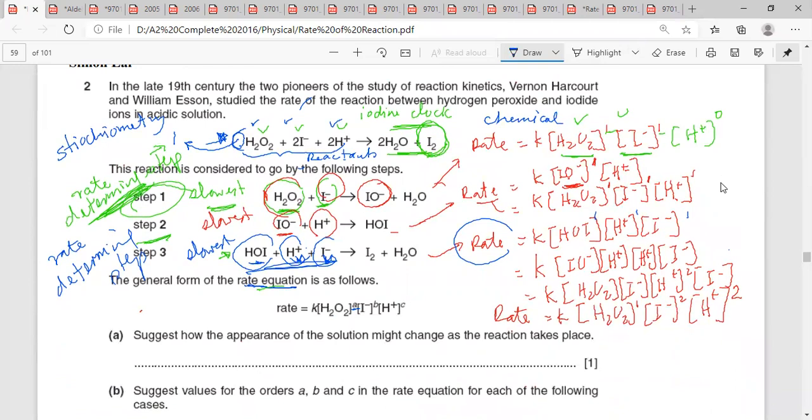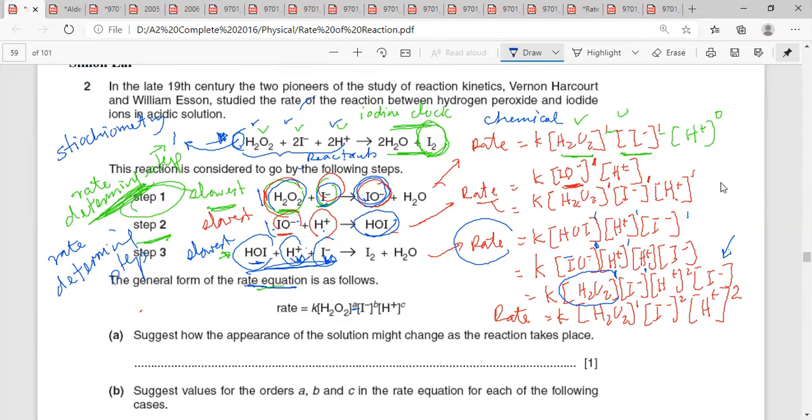So where did HOI come from? HOI comes from here. It came from your IO minus and H plus. So it changes first to OI minus power 1 here, plus H plus power 1 here. But H plus is a reagent, while IO minus is not a reagent. Where did it come from? From the first step, which contains these two. So I'm going to change it again to H power 1 here and I minus power 1 here. Now all of these in this step are reactants.